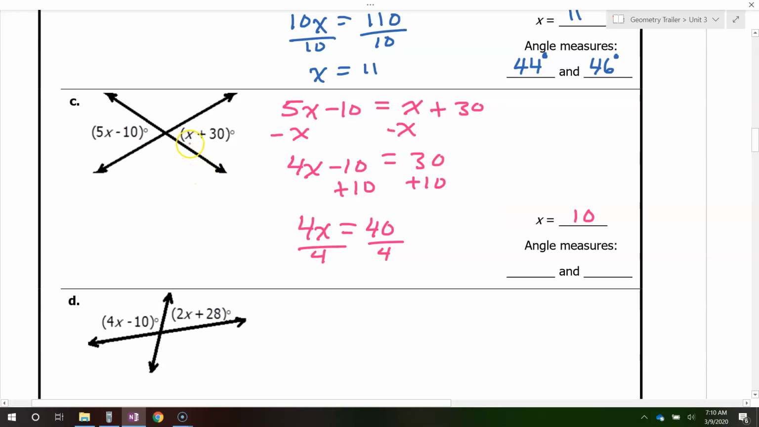So imagine that I substitute 10 in right here. That gives me 10 plus 30, which is 40. And these are congruent, so I know this is also going to be 40.